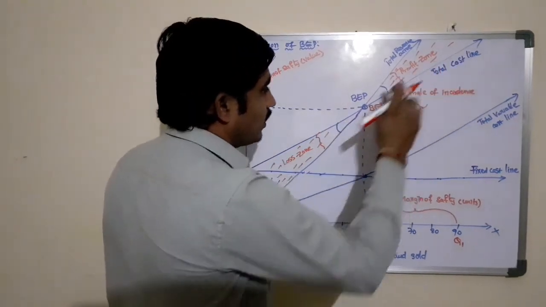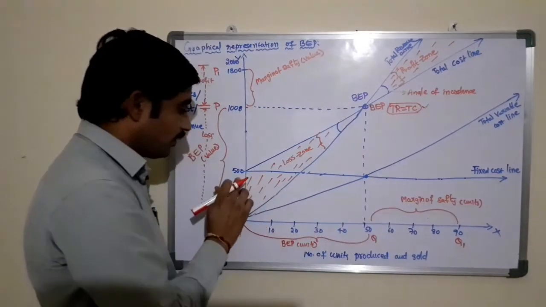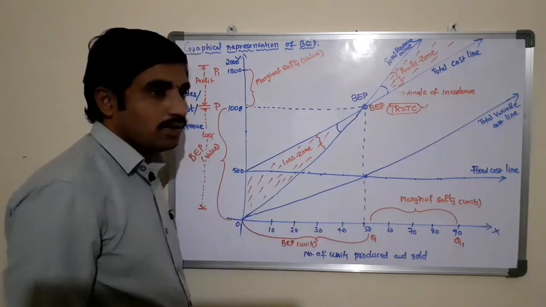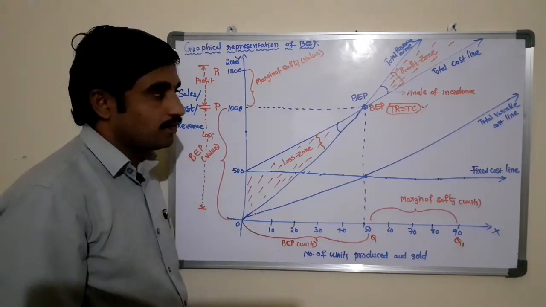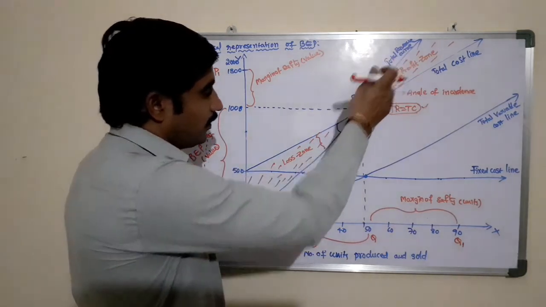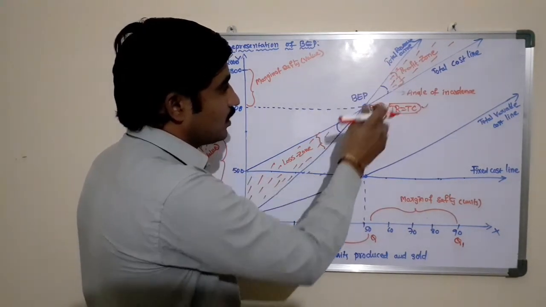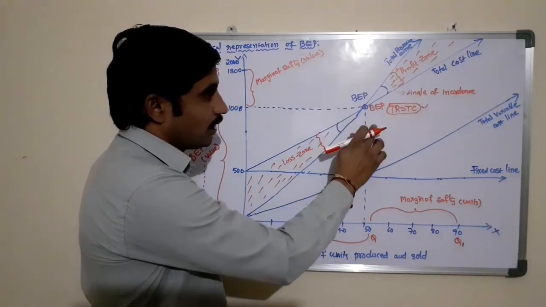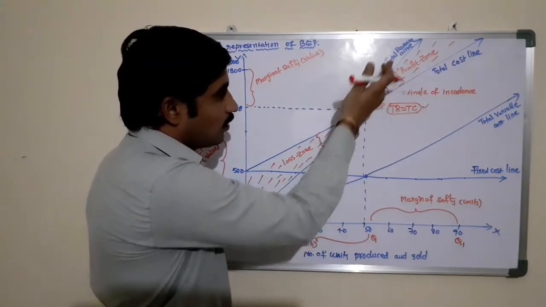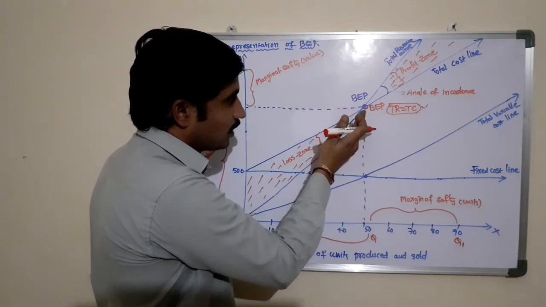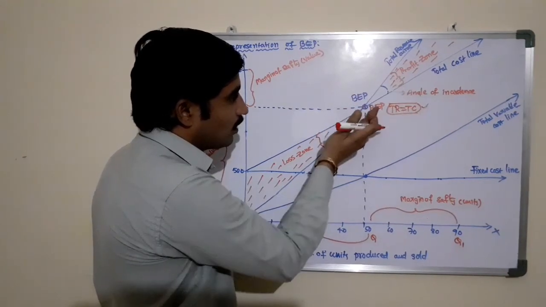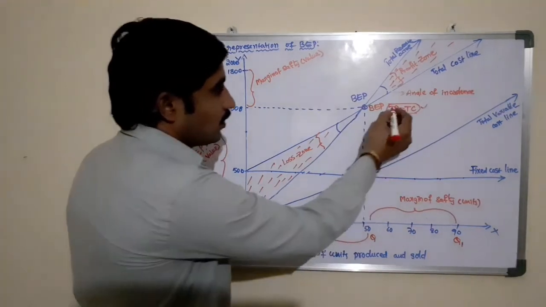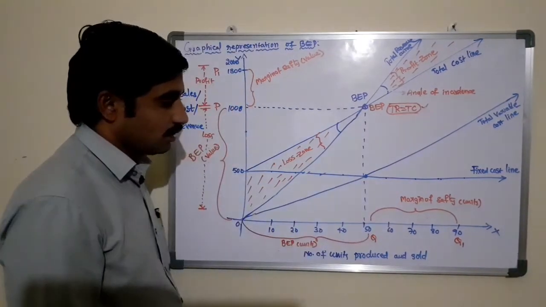Total cost line is also floating from left to right from 500 according to the level of production in terms of cost, and where the total revenue line is intersecting the total cost line is the break-even point. Means here the total revenue curve intersecting or cutting from below the total cost line, that point is called as break-even point, where the total revenue equal to total cost.